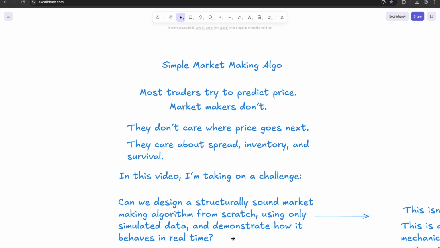So we're going to be building a market making algorithm in this video that's going to be very simple but still present the idea of what market making is. Most traders try to predict price, market makers don't, right? They don't care where the price goes next, they care about spread, inventory, and survival. In this video, we'll be taking on a challenge, and the challenge is going to be, can we design a structurally sound market making algorithm from scratch using only simulated data and demonstrate how it behaves in real time?